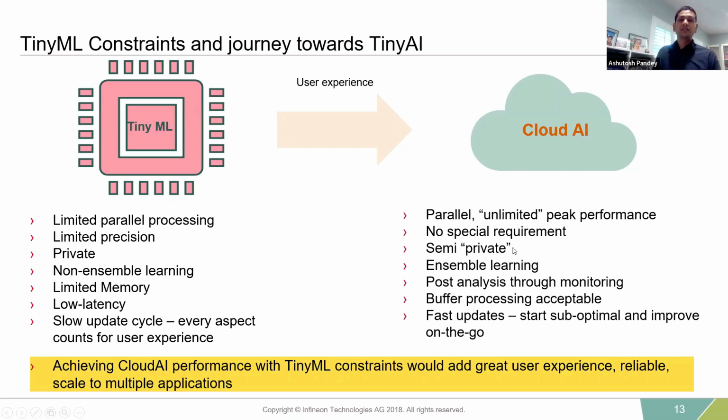So the takeaway from this slide is that tinyML has some limitations, and CloudAI has better performance in some areas. We would like to grow techniques in the tinyML domain so we can get to some of the performance aspirations that would eventually add to great user experience, reliable deployments, and scale to multiple applications, right? Which is the grand goal for machine learning, to scale to as many applications as possible.